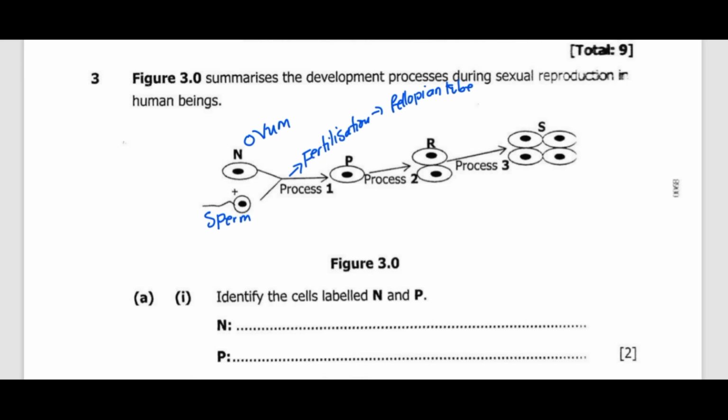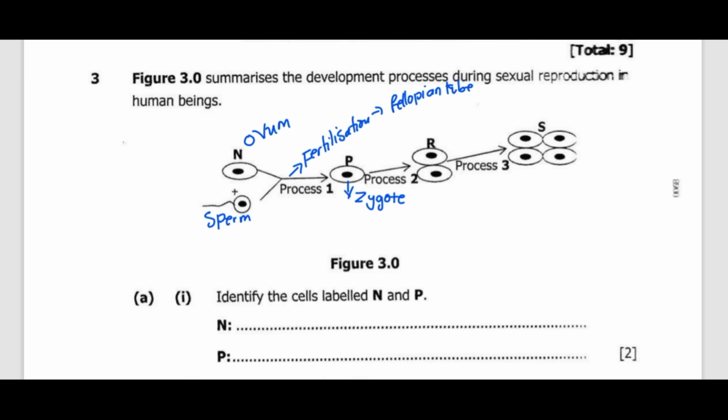Then we can see that now we have cell P. So cell P, this is a fertilized egg, but at this stage we call it a zygote. So from zygote we have embryo, from embryo we have a fetus, then after fetus we have now an unborn baby. Then we can see that we have these two cells.